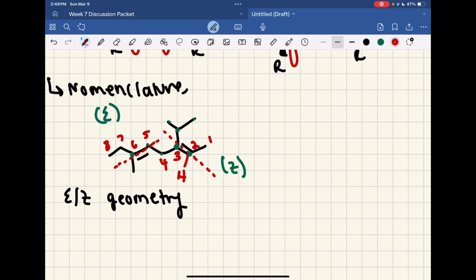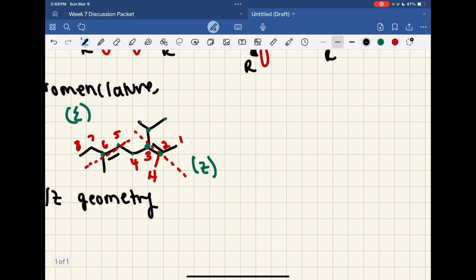So at the beginning of the name, we always indicate the position of the double bond, as well as the relative E/Z geometry. So at 2, we have an alkene, so we would put in parentheses 2. What type of alkene was that? Well, Z. There was also another one at 5. What type of alkene was that? Well, E. Close the parenthesis.